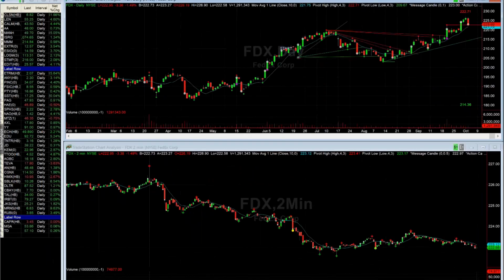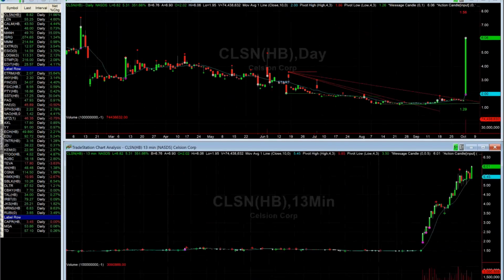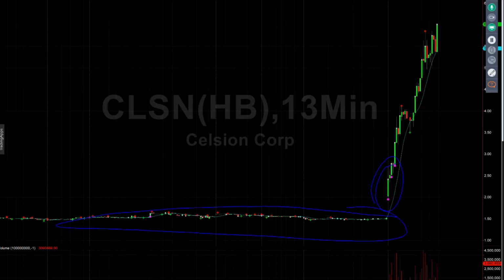So we'll use Celsius as this. Now, if I'm swing trading, the minimum time frame I want to look at is the 13 minutes. So I'm going to switch this lower chart here to a 13-minute chart. Everyone see the pink dot? So if I'm looking for swing trades with Tradestation, I would say, oh, look at the pink dot right there. After the stock is trading in a way that nobody cared about it. Look at the spike in volume.